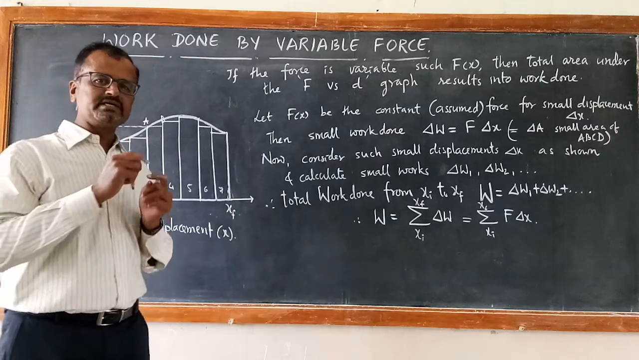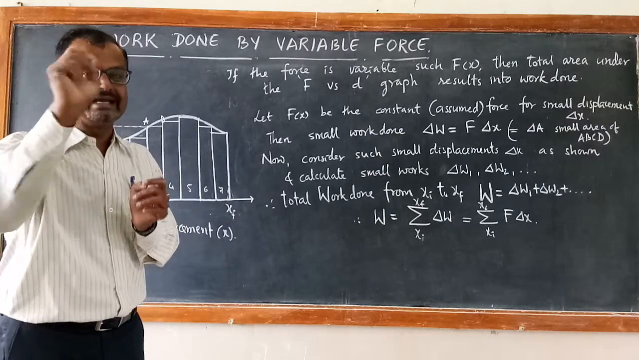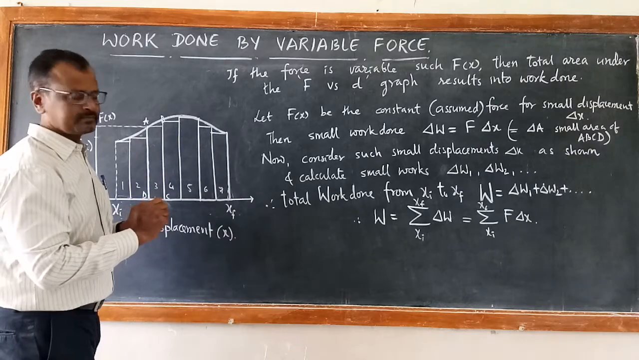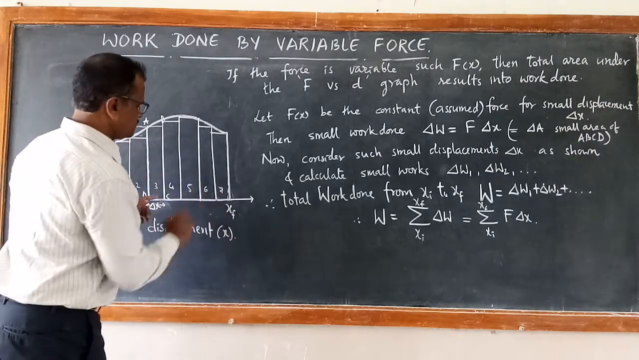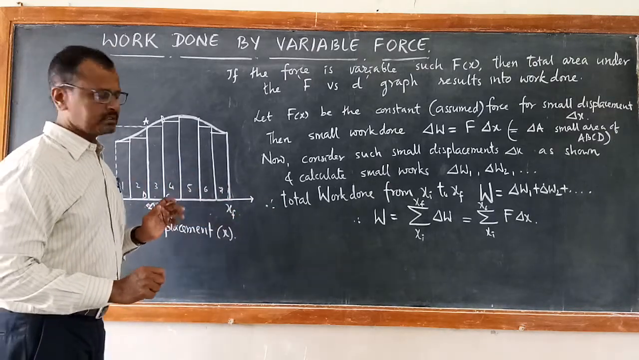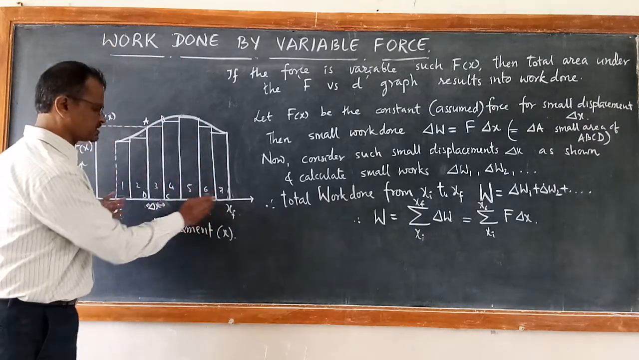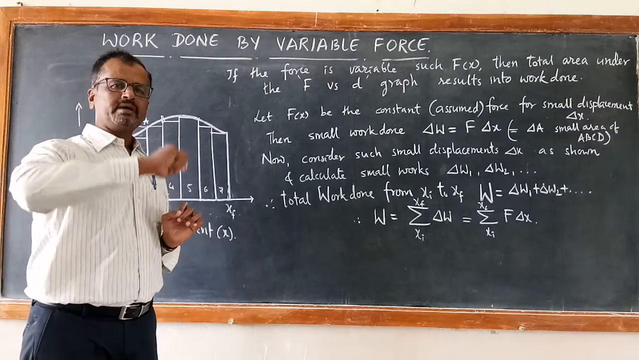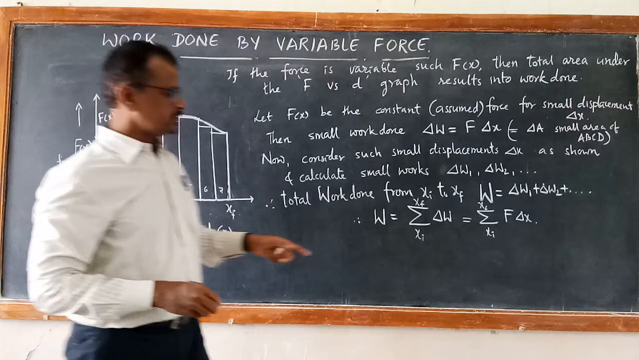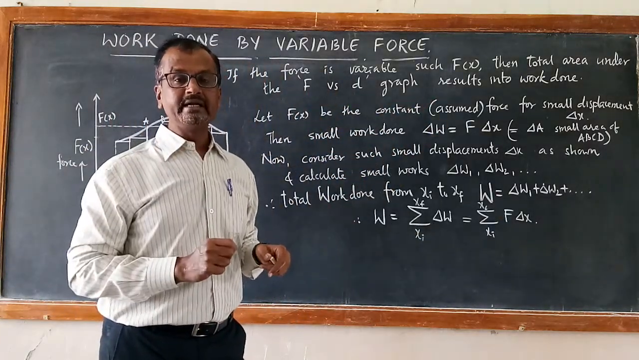Displacement delta x, if it is tending to 0, if delta x is made infinitesimally small, dx, and then we carry out the same procedure, then the summation will not be limited to only 7 areas now. It is going to be unlimited. The summation will be extended from xi to xf for a very large number of such small stripes. Then we replace this summation by the symbol called integration.